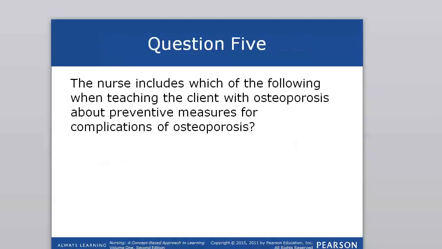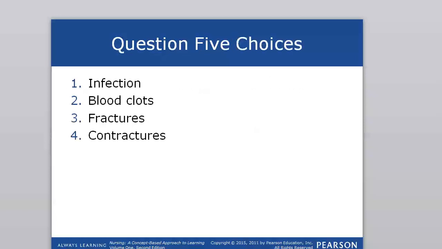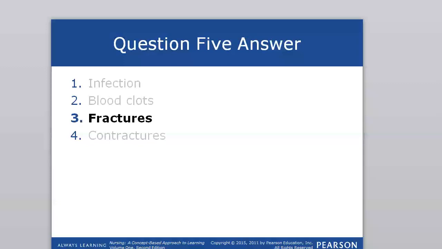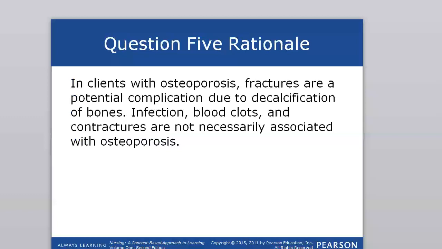All right, number 5. The nurse includes which of the following when teaching the client with osteoporosis about preventative measures for complications of osteoporosis? And the choices are number 1, infection, number 2, blood clots, number 3, fractures, and number 4, contractures. That's obviously fractures. Very good. Answer 3. Let's look at the rationale. In clients with osteoporosis, fractures are a potential complication due to decalcification of bones. Infection, blood clots, and contractures are not necessarily associated with osteoporosis.